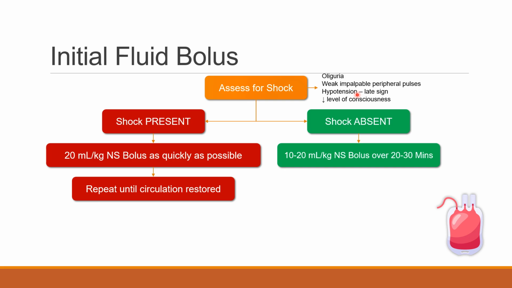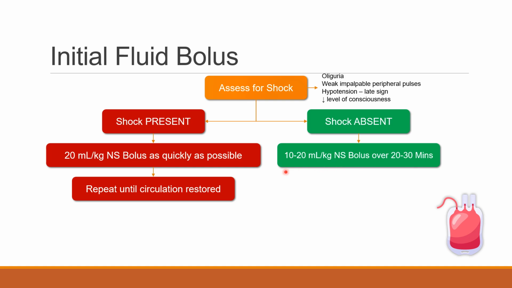So what is our first step of management of diabetic ketoacidosis? Our first step is assessing if the patient has shock. If the patient has any of these clinical features of shock, then we have to assume that shock is present in the child. We have to give a normal saline bolus of 20 ml per kg as soon as possible. If the patient does not have any of the features of shock, then we have to assume that shock is absent. We have to give a normal saline bolus of 10 to 20 ml per kg over 20 to 30 minutes.